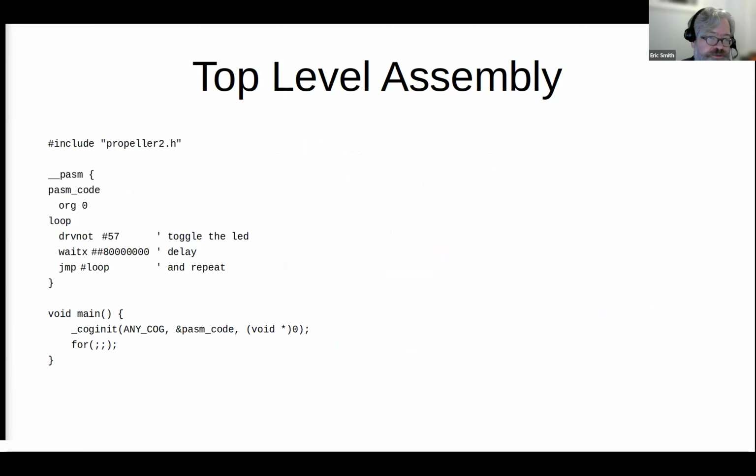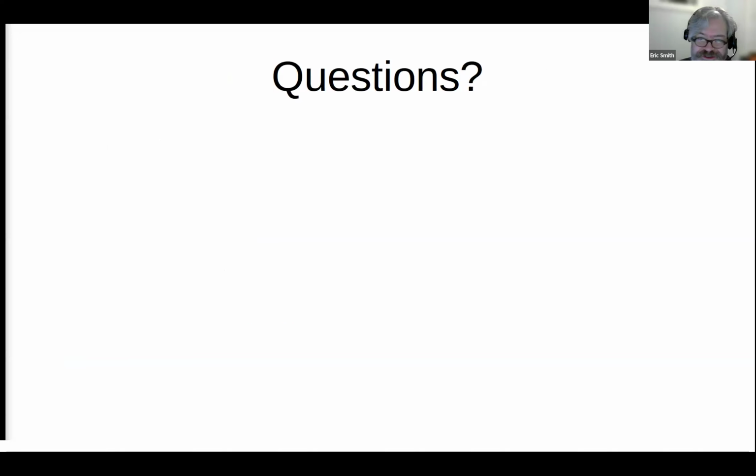so here's a little short program that just launches a blinking light. So at the top level, you've got like a DAT section, you've got PASM code and the loop to blink the light. And in main, you do a cog init and launch it. And that's about it. And you can see how I didn't have any time to make a nice final slide, but basically I'm going to throw it open to questions if anyone's got any.